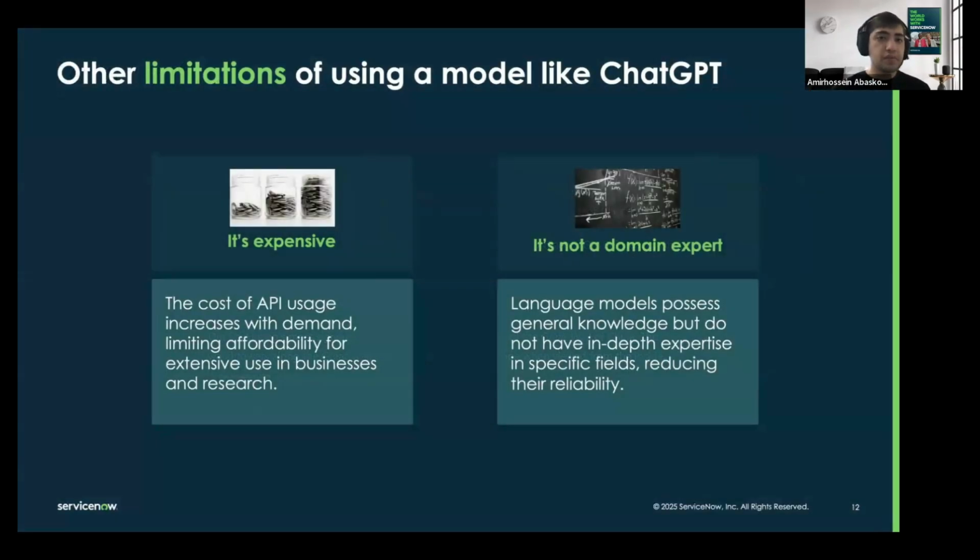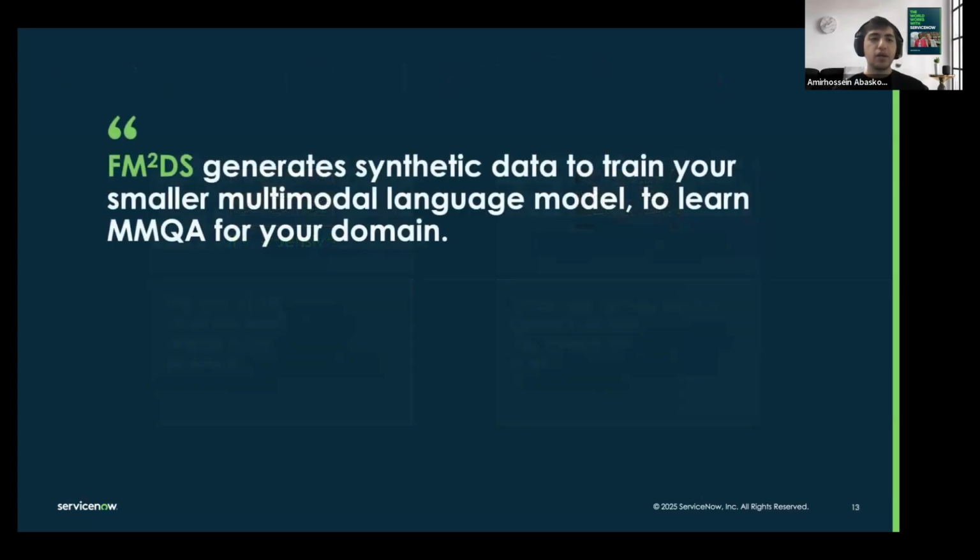That's not the only limitation with ChatGPT. There are other limitations as well. One of them is that ChatGPT is expensive, so the cost of API usage increases based on the number of API calls that you make. The other thing is that it's not a domain expert. It may have limited information and knowledge in all of the domains, but not in-depth expertise. So FM2DS is here to generate synthetic data to train your smaller multimodal language model. So you are not paying that much for APIs, and you can have a specific MMQA for your specific domain.